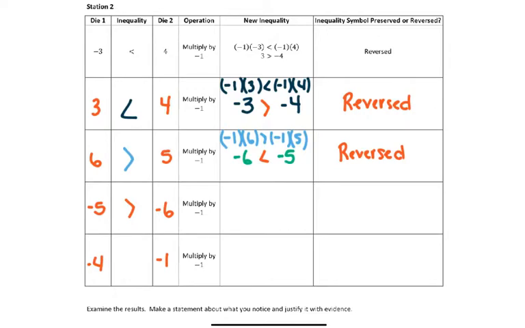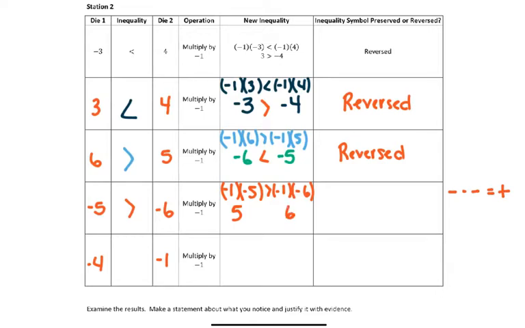And now our operation is still staying the same. So they're still asking us to multiply both sides of our inequality by -1. So I'm going to multiply -1 by -5, and I'm going to leave my inequality symbol the same. And on the other side, I'm going to multiply -1 by -6. So now I have -1 times -5. And remember, when we're multiplying a negative by a negative, it equals a positive. So now I have -1 times -5 is +5, and -1 times -6 is +6.